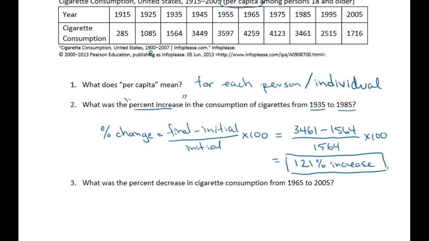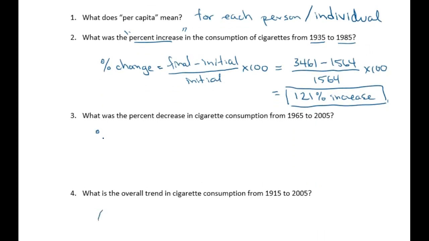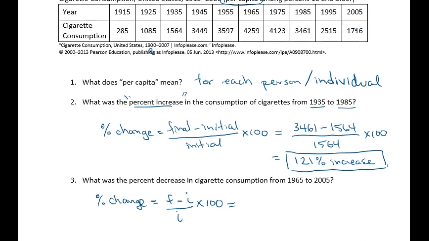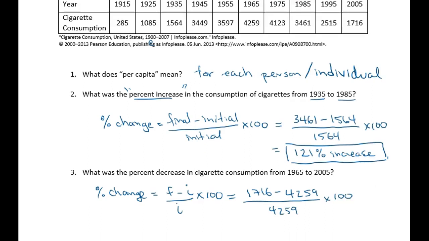We can use the same formula. Percent change is final minus initial over initial, multiplied by 100. My final was in 2005, which from our table would be 1,716. And we'd like to compare that to what was in 1965, which was 4,259. Divided by what it used to be, the same number, 4,259, multiplied by 100 to get it into percentage form.